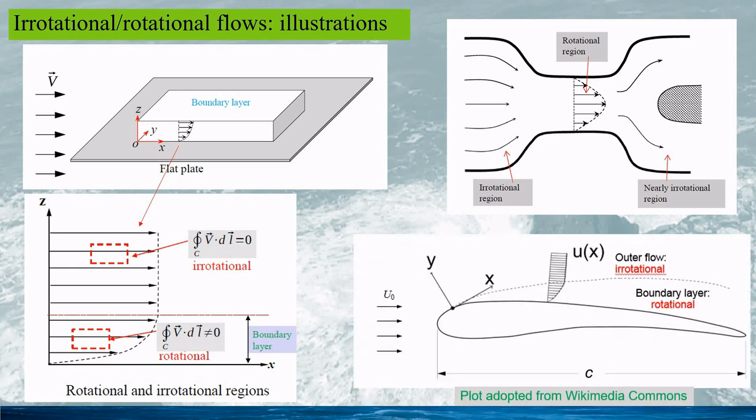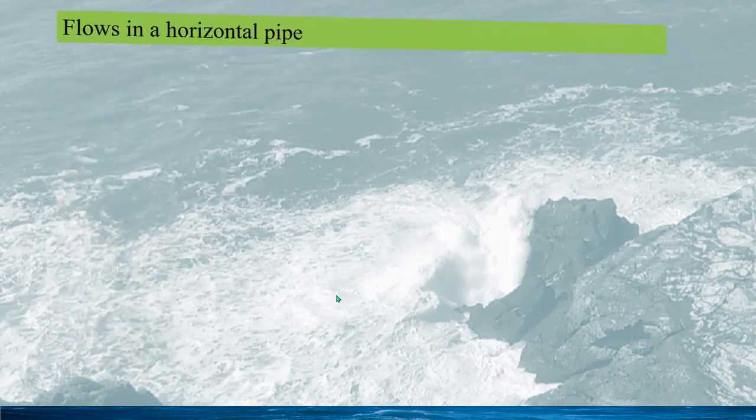Another example is the flow past an airfoil. The flow above the upper surface of the airfoil has a viscous boundary layer. Within the boundary layer, the flow is rotational, and the outer flow is irrotational.